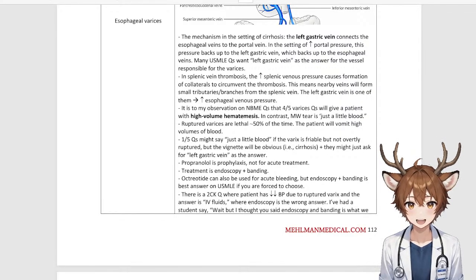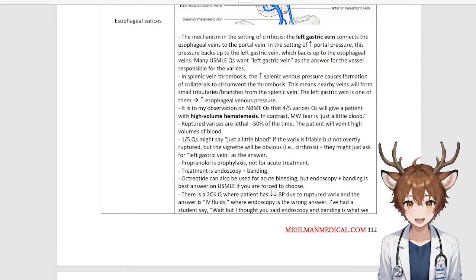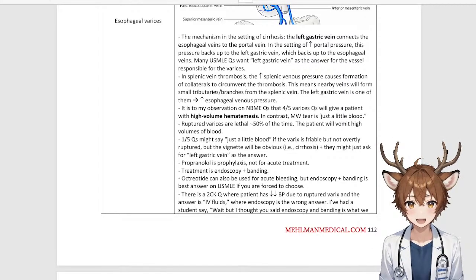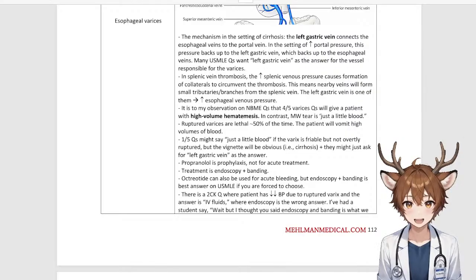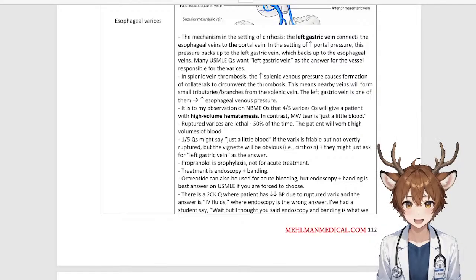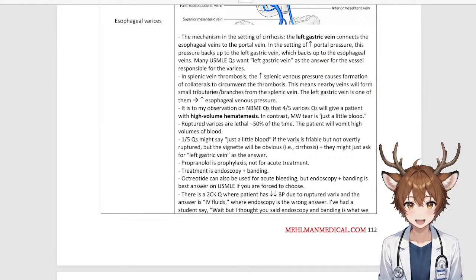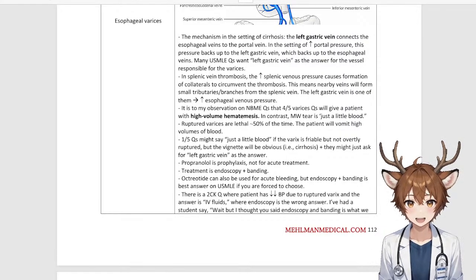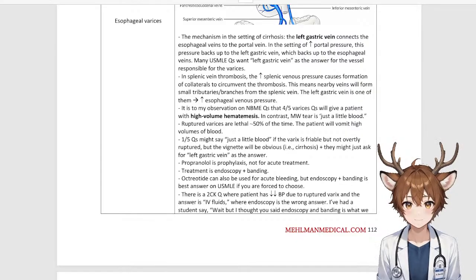There is a 2CK question where the patient has significantly decreased blood pressure due to ruptured varix, and the answer is IV fluids, where the endoscopy is the wrong answer. So if it's a radical blood pressure drop, the real first thing you do is IV fluids because the blood pressure is a problem.